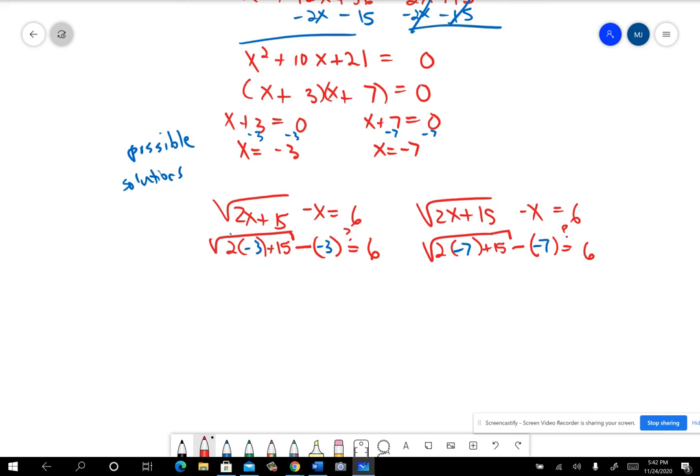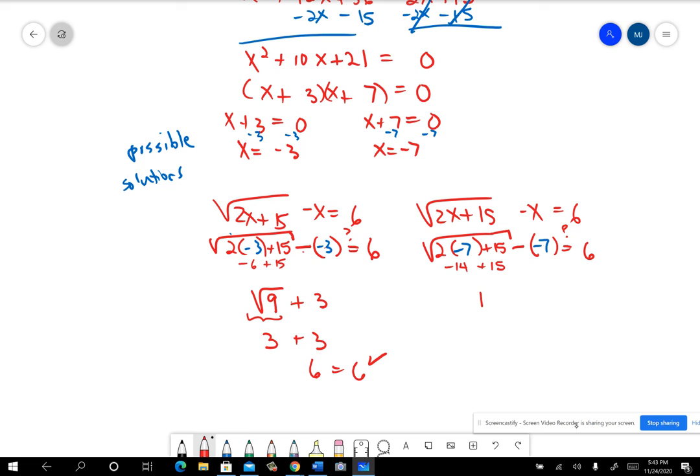Okay, so let's see. So this would be -6 plus 15. So I get principal square root of 9, minus a negative is plus 3. That would be positive 3 plus 3 would be 6. Does check.